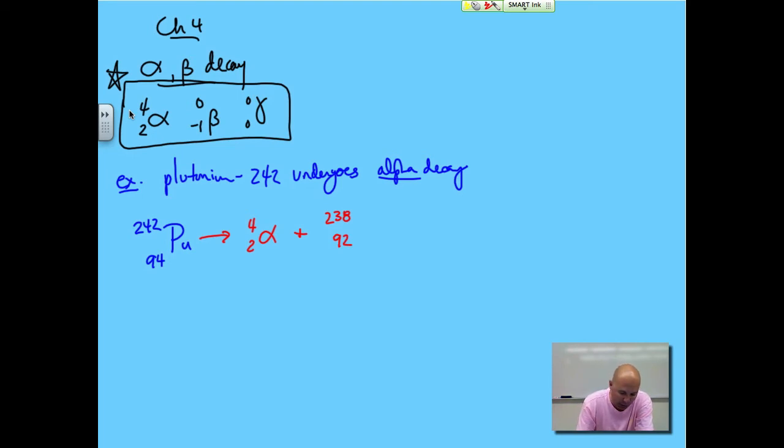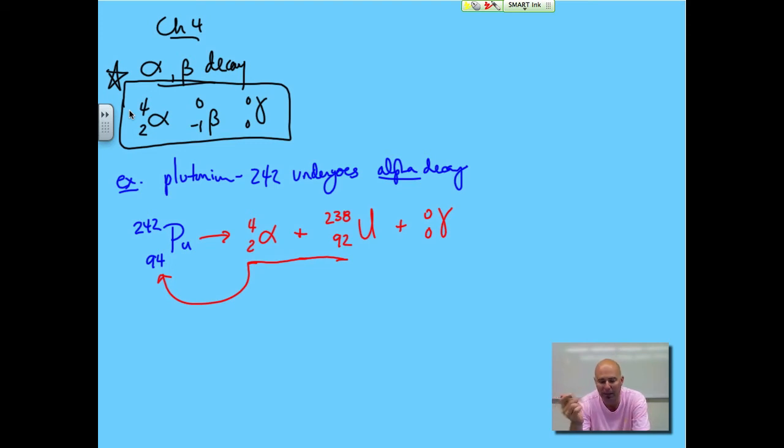Well, really all we're doing is a little math problem. 2 plus 92 adds up to 94. Same thing on the top. For number 92, we look it up on the periodic table. It is uranium, and don't forget my gamma wave. So that's an example of an alpha decay.